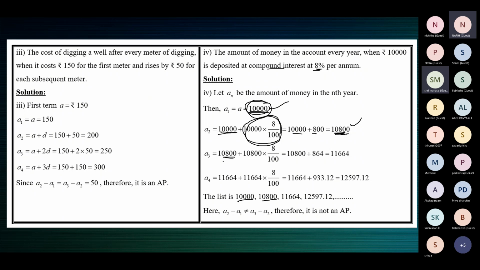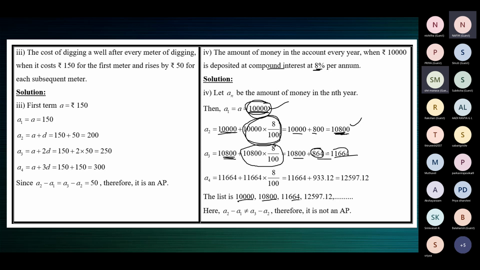So now in the bank I have 10,800 rupees. I'm going to get an interest of 8% on 10,800. Interest is 864. So 10,800 plus 864 is 11,664. This is the money in the bank at the beginning of the third year. So that will be the third term of the sequence.